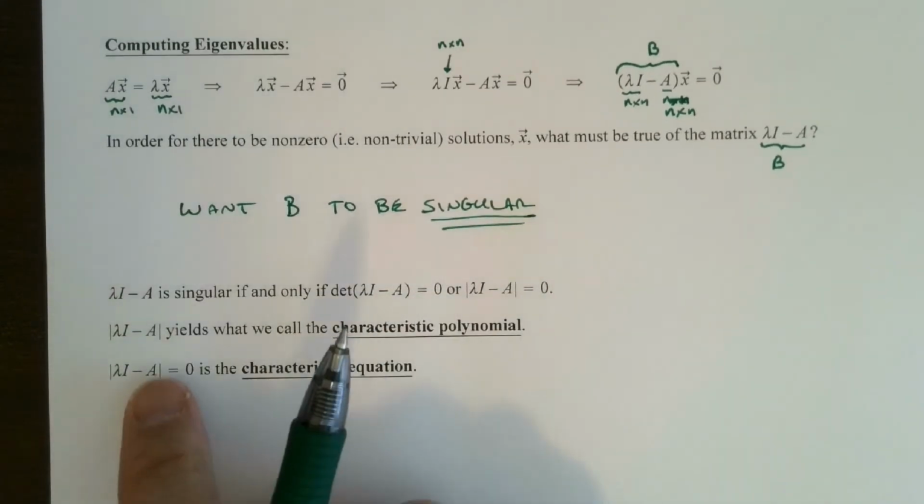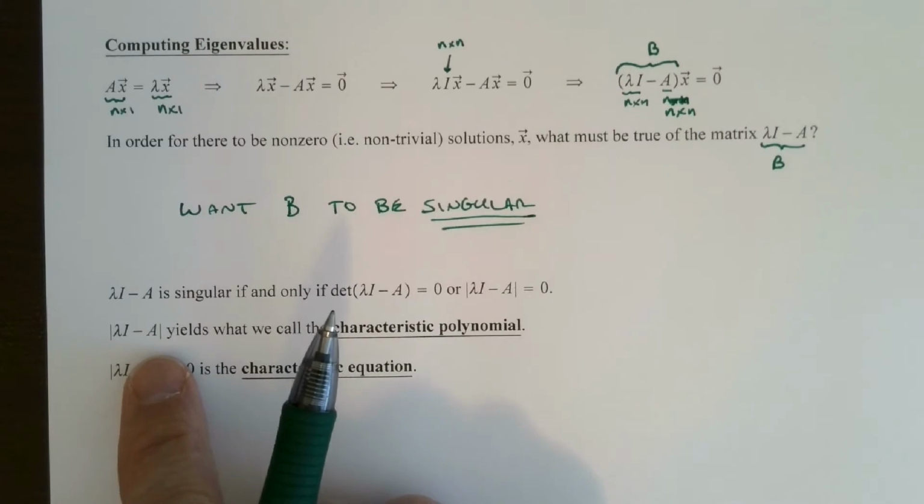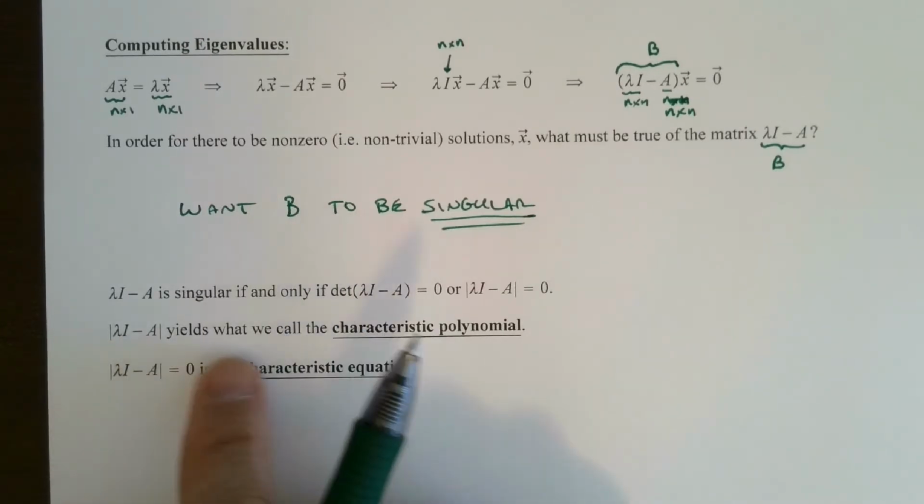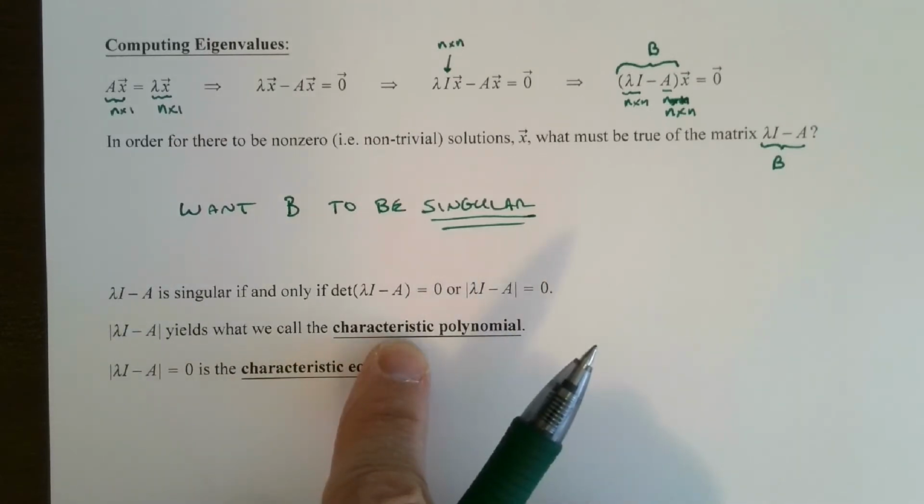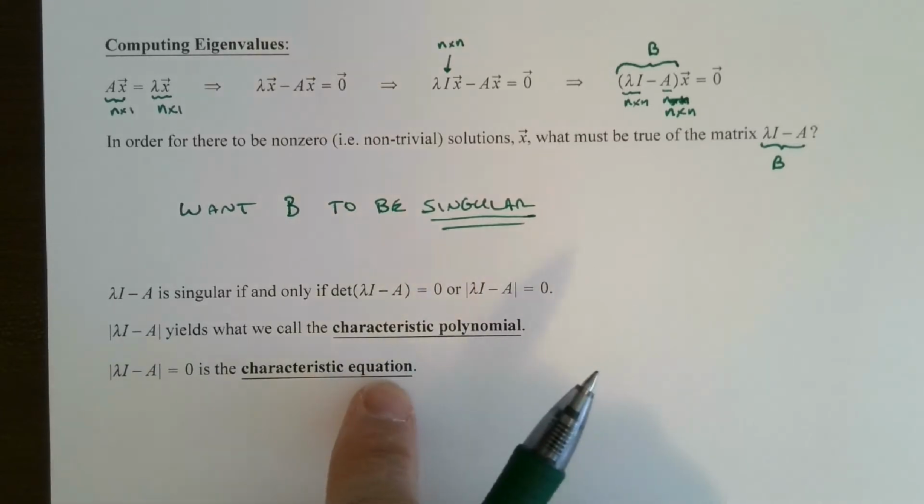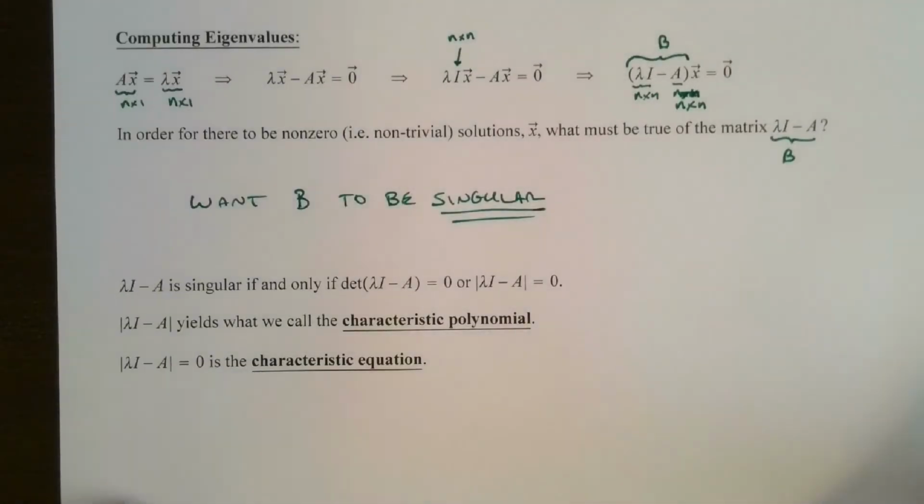So when we take the determinant of lambda I minus A, what we get is a polynomial. It's actually a degree n polynomial in the variable lambda, and that's what we call the characteristic polynomial. Setting that characteristic polynomial equal to 0 is called the characteristic equation. Remember the eigenvalue problem, eigen meaning unique or characteristic value. This is where we get the word characteristic for the polynomial and for the equation.